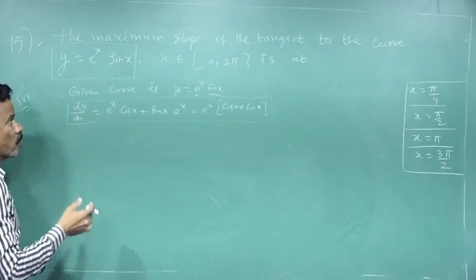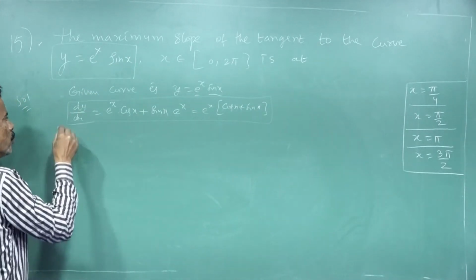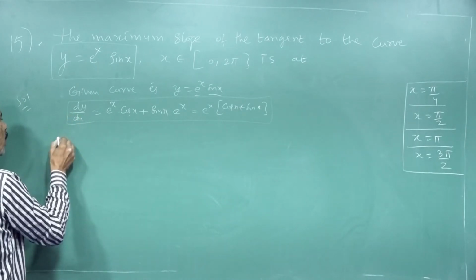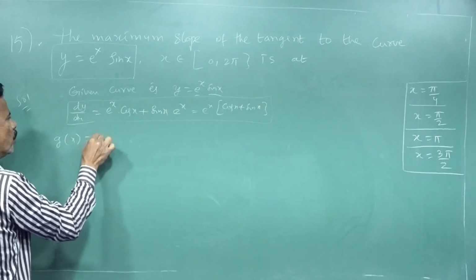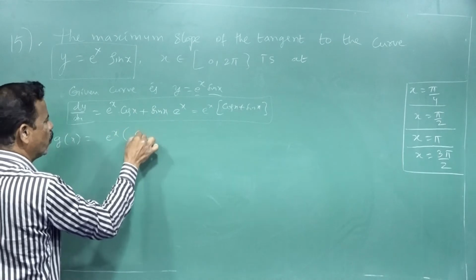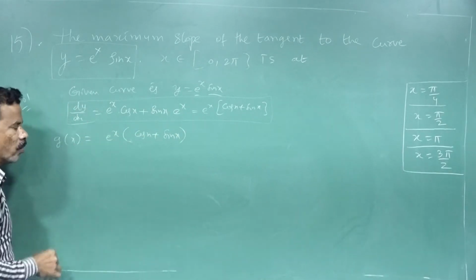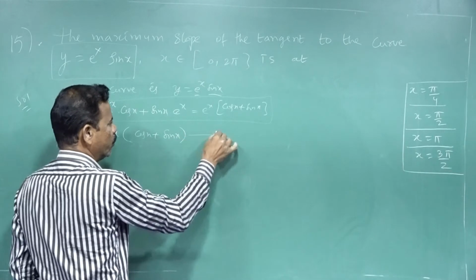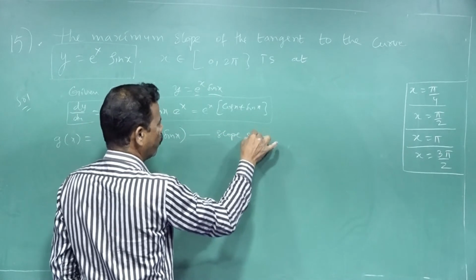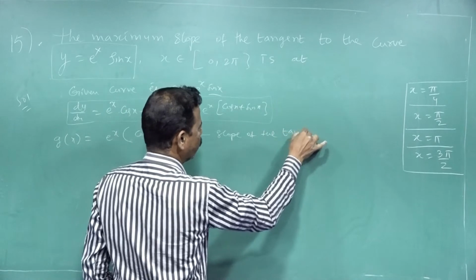But they are asking where the slope is maximum. So this is taken as another function. g of x is equal to e power of x into cos x plus sin x. Now this is the slope of the tangent equation.